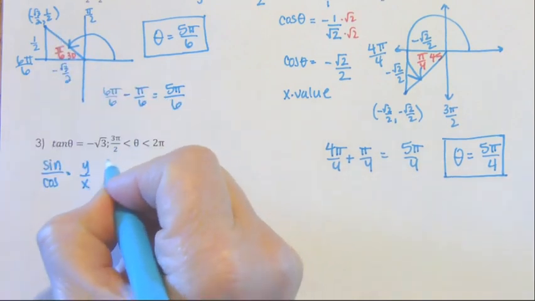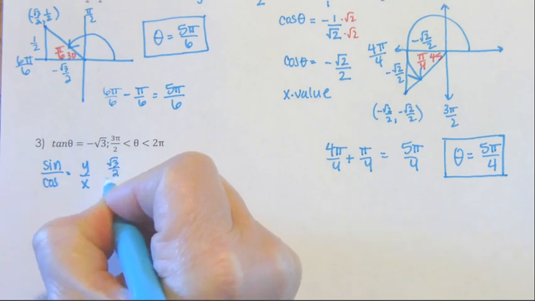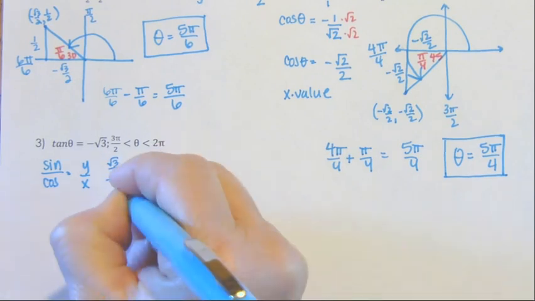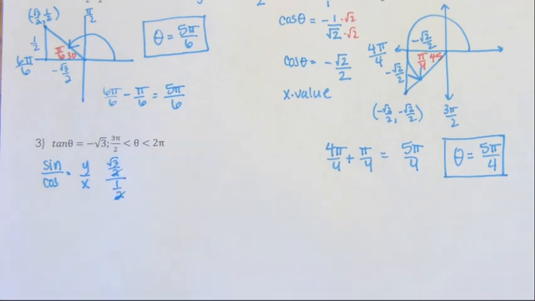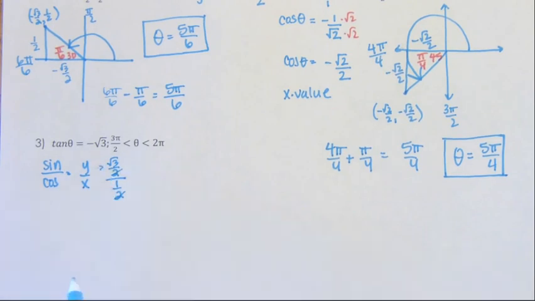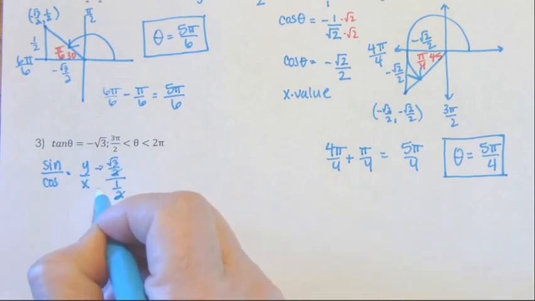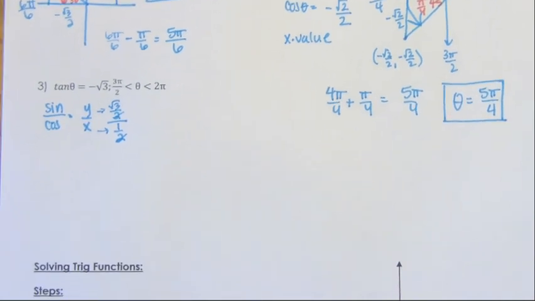I want the top to be radical 3 over 2, and I want the bottom to be 1/2. Because look, when I simplify that, those 2's cross out, and I've got radical 3 over 1. It's not negative yet, but we'll make it negative. So that's what would simplify to give me this. Keep in mind, I need my y value to be radical 3 over 2, and I need my x value to be 1/2. Let's see where we need to graph this.